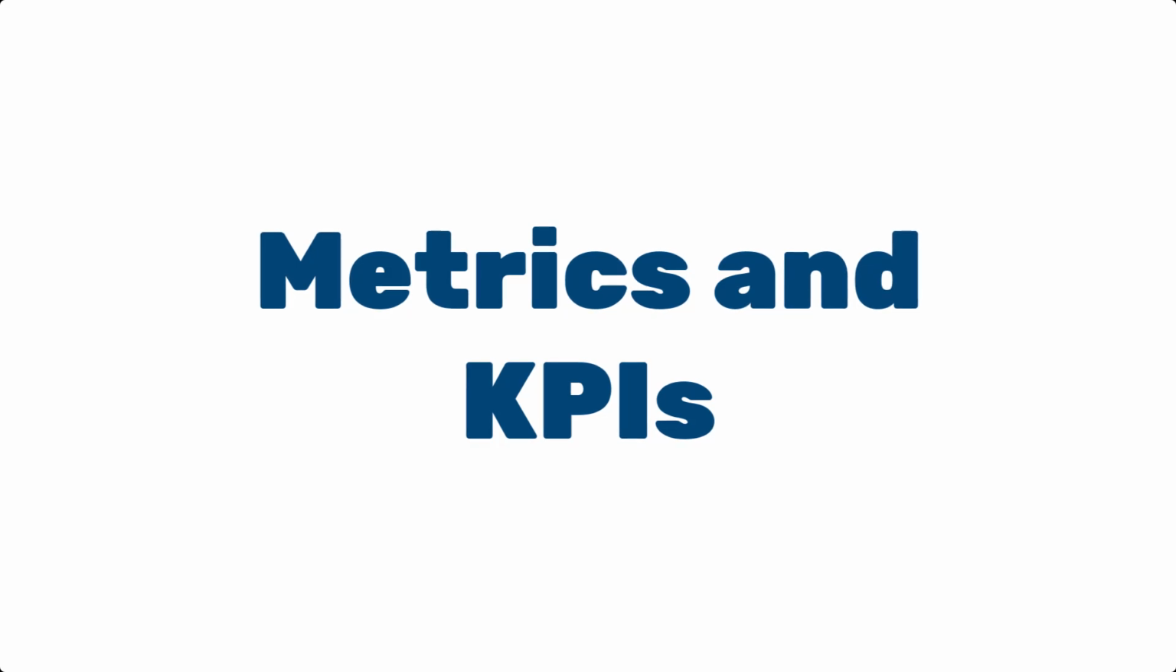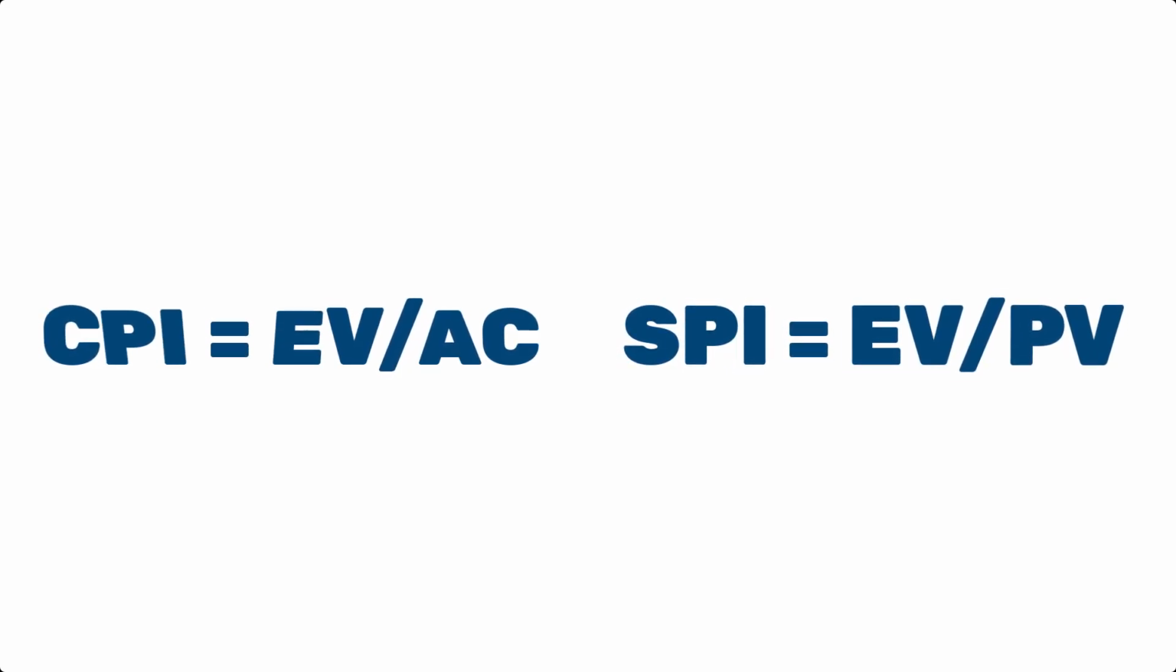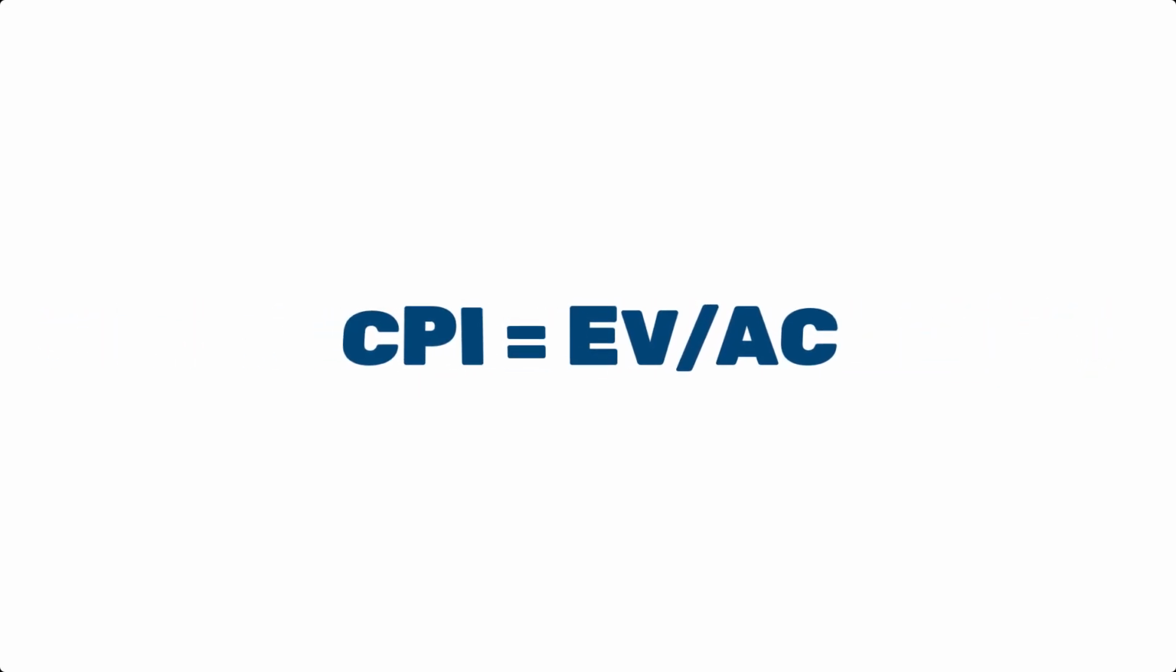Number five, we have the metrics and KPIs in cost engineering. Metrics are like the heartbeat of cost engineering. Two critical ones are the Cost Performance Index or CPI and Schedule Performance Index or SPI. Cost Performance Index tells you if you're spending more or less than planned. It's obtained by dividing the earned value by the actual cost. A CPI of 1 is perfect, above 1 means you're saving money, and below 1 means trouble is brewing.